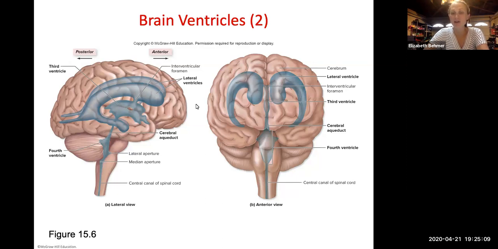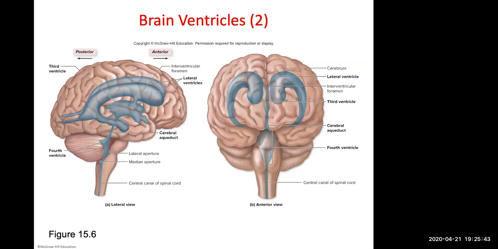The 3rd ventricle is right in the middle where your thalamus would be located. And then your 4th ventricle is located right in front of your cerebellum. So here's your 4th ventricle. You'll see how the 3rd and the 4th ventricle are connected by the cerebral aqueduct. So you can see how all the ventricles are connected and eventually lead into the central canal of the spinal cord, which will carry cerebrospinal fluid all the way down your spinal cord.